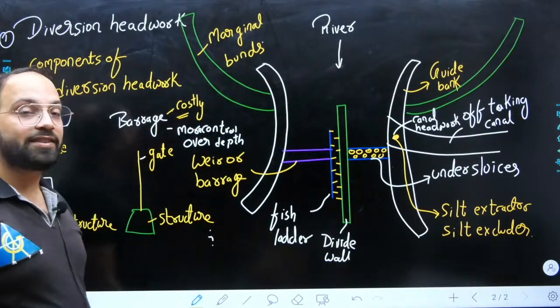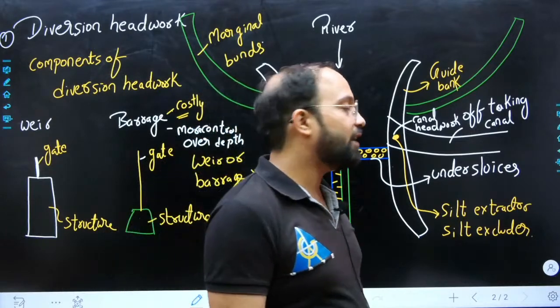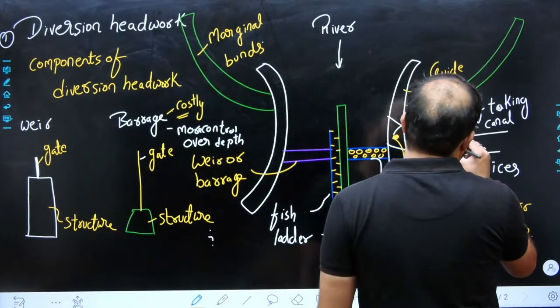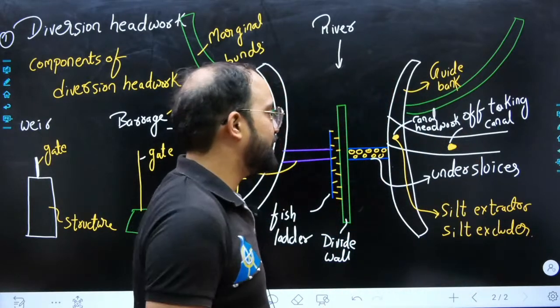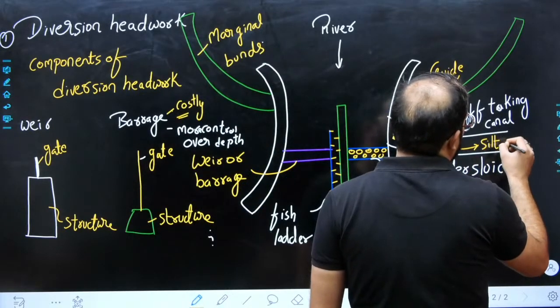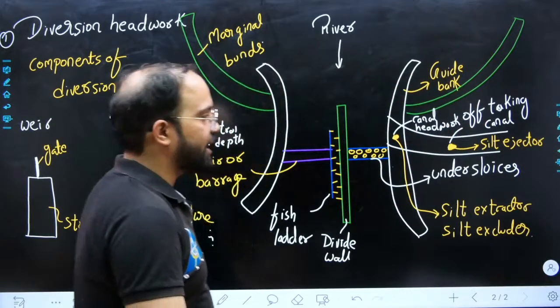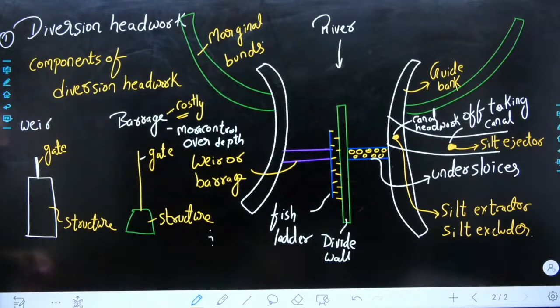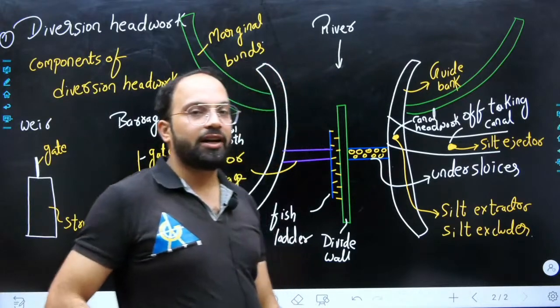Sir, if some amount of silt got into the canal, which device do we have to install? So we have one more device which is installed inside the canal, and that is known as silt ejector. Please write. Now, what is the use of undersluice? We will see the use of undersluice also.